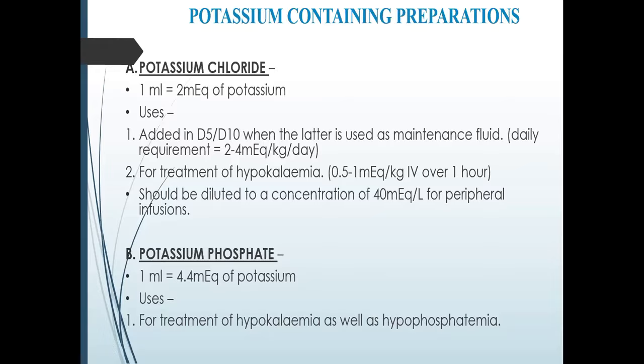The second commonly available potassium preparation is potassium phosphate, where 1 ml of potassium phosphate contains 4.4 milliequivalents of potassium. It is used for the treatment of hypokalemia as described above, as well as for hypophosphatemia.